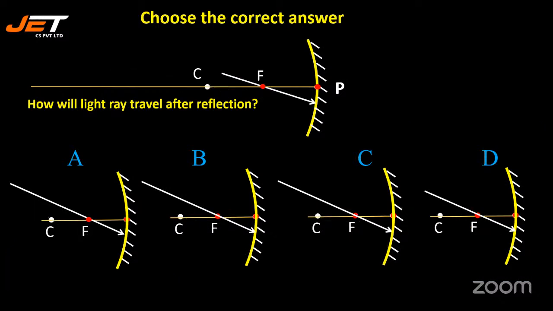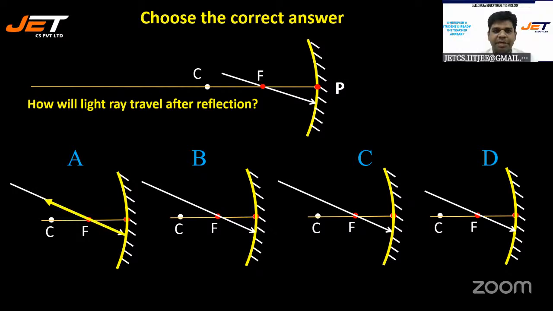Here's the next question, students. A ray passing through focus. How will the light ray travel after reflection? Retrace its path, parallel to principal axis, somewhere like this as C or D, as shown in the figure. Choose the correct out of A, B, C, and D. So which of these is correct? A, B, C, or D?